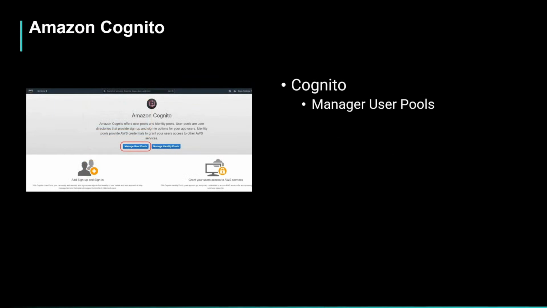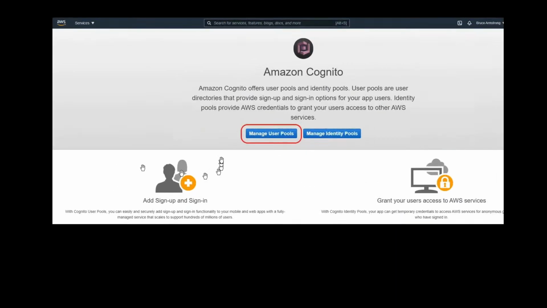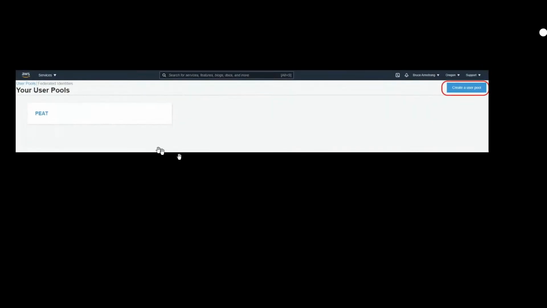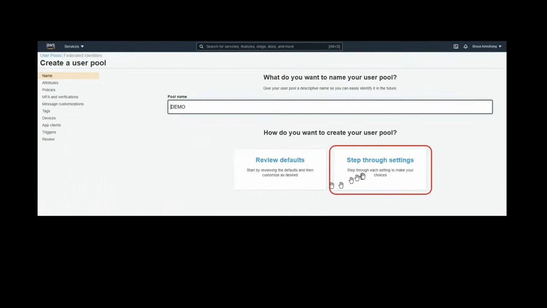Now we finally get to Cognito. We go into Cognito and we say we want to manage our user pool. And in there, under manage, we say manage user pool right there. Okay, and then we say we want to create the user pool. It's the option on the upper right there. Then we want to give the user pool a name, and you can either review defaults or step through settings. So you want to hit step through settings.